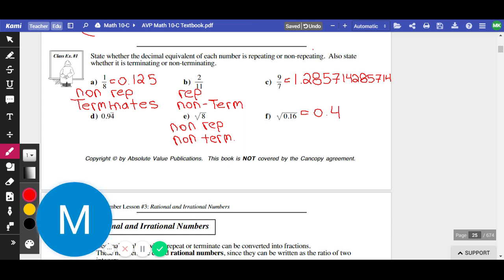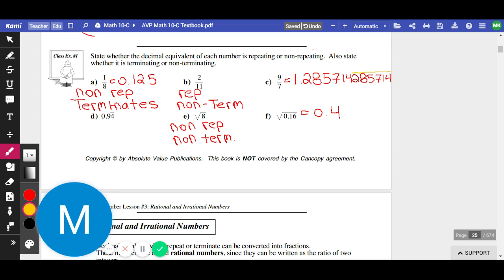Awesome. The next one, 9 divided by 7. 9 divided by 7 looks like something that doesn't repeat. If you look at it, it looks almost random. It's like 285714. Right? It just keeps going. But if you notice, it repeats itself. 285714, and then 285714, and then it would go again. 285714. So that actually is a repeating decimal. It just does not look like a repeating decimal. Okay? It looks like it goes forever and ever.